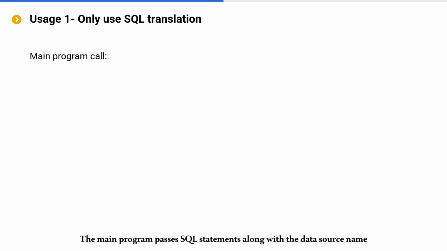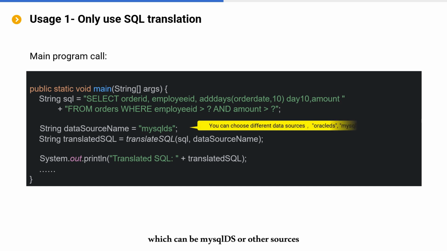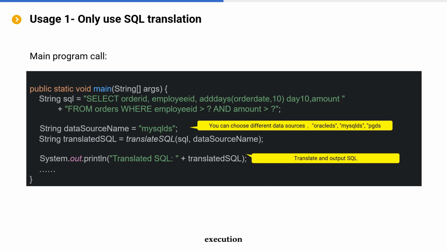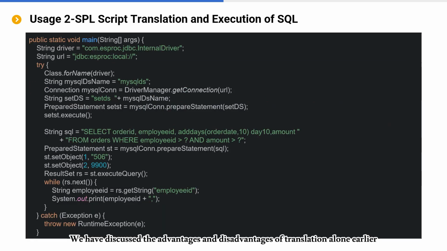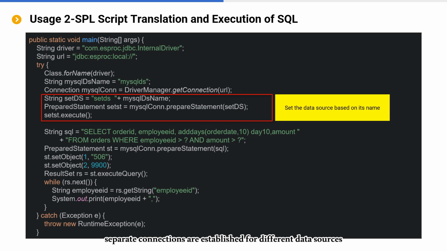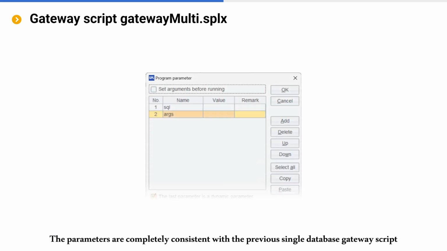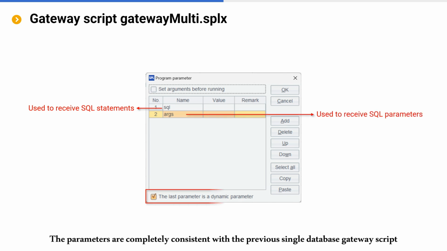This process is similar to what was previously mentioned, so we will not repeat it here. The main program passes SQL statements along with the data source name, which can be MySQL DS or other sources. The SQL is then translated, followed by parameter setting, execution, and obtaining result sets, all of which are identical to the original program. We have discussed the advantages and disadvantages of translation alone earlier. Now let's explore the use of SPL gateway for translating and executing SQL. Here, separate connections are established for different data sources, with an additional step to set the data source name. Data source parsing is handled in the gateway script, while the rest of the SQL execution remains fully consistent with the original program. The parameters are completely consistent with the previous single database gateway script.